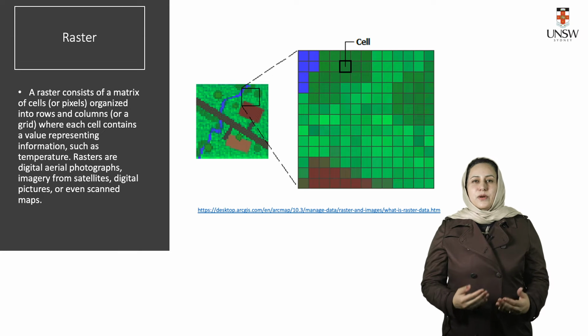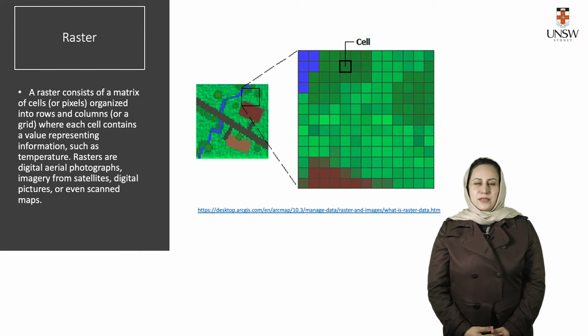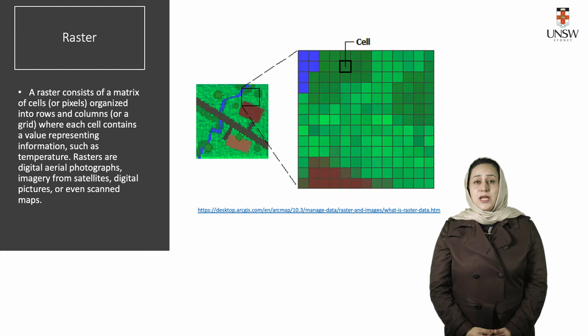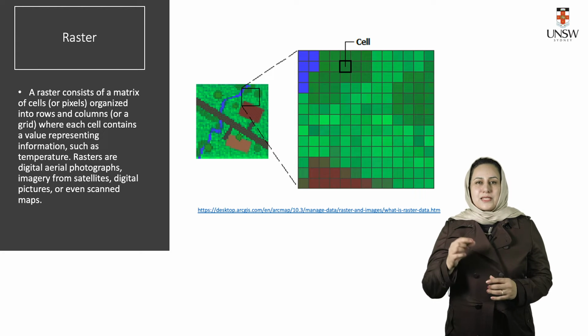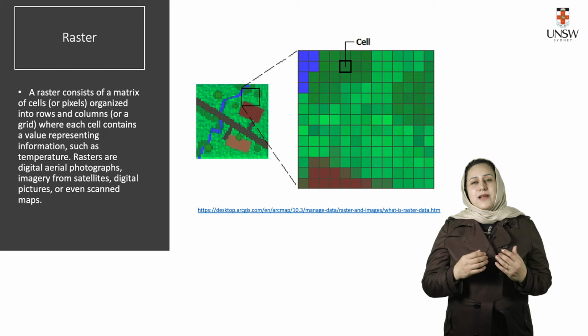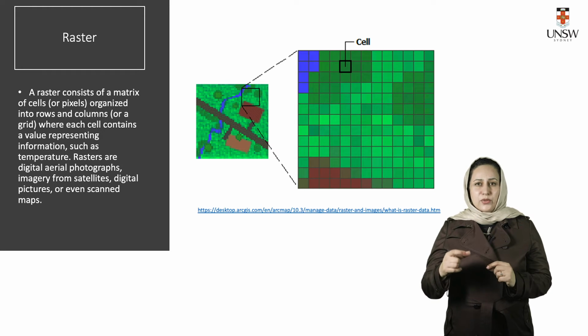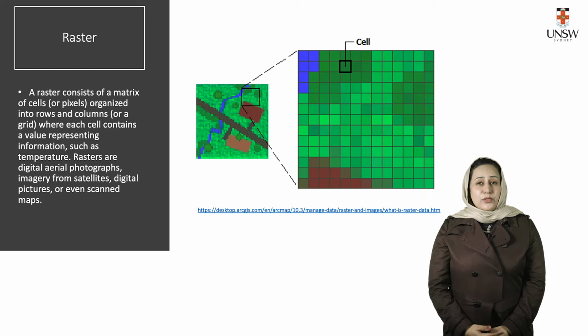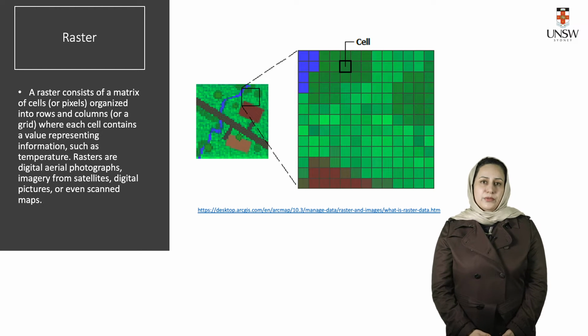Okay, let's start from raster data. What is a raster data? How is this data represented and analyzed? A raster consists of same-sized pixels or cells, and there is a value assigned to each pixel or cell. The value of the pixel can be temperature value, can be elevation value. Digital aerial images, digital pictures, or even scanned maps are examples of raster data.